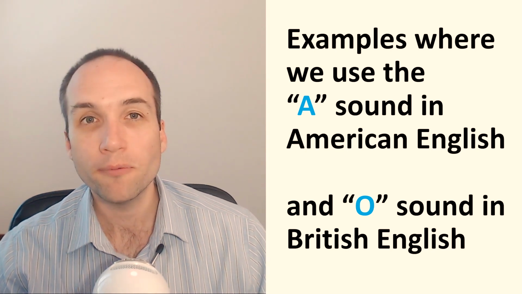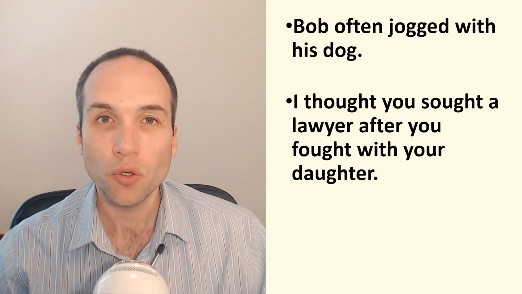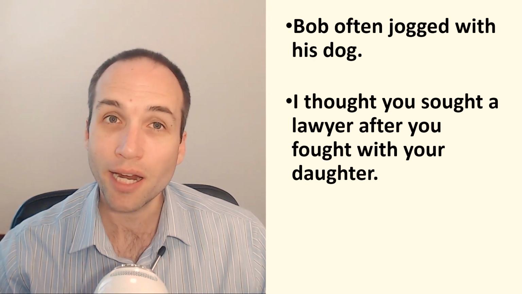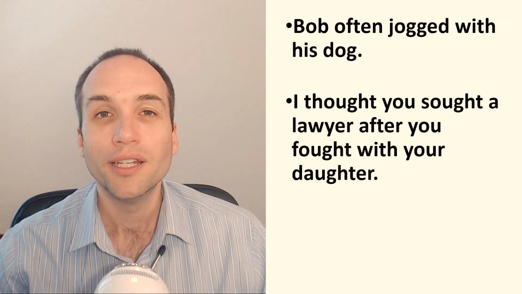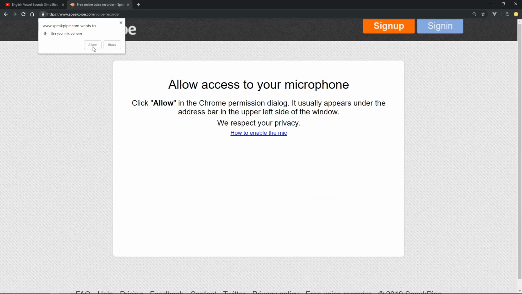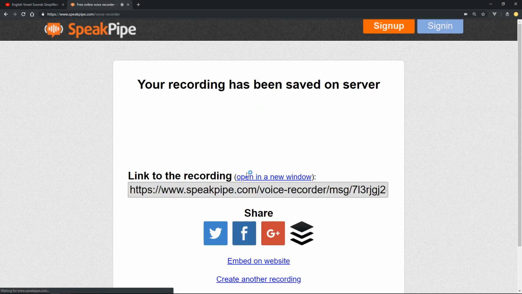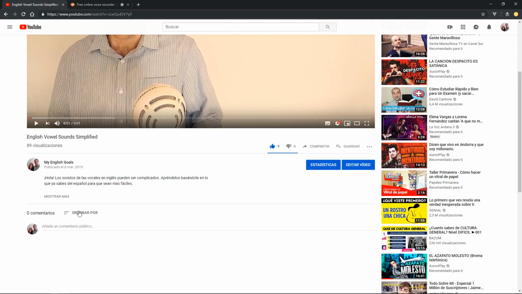Now, it's time for you to practice. Go to the link in the description and say these phrases in the accent that you want to use. Then, record yourself saying the phrases, save your recording, and copy the link to the recording into the comments here. We will look at them, we will listen, and we will give you feedback.